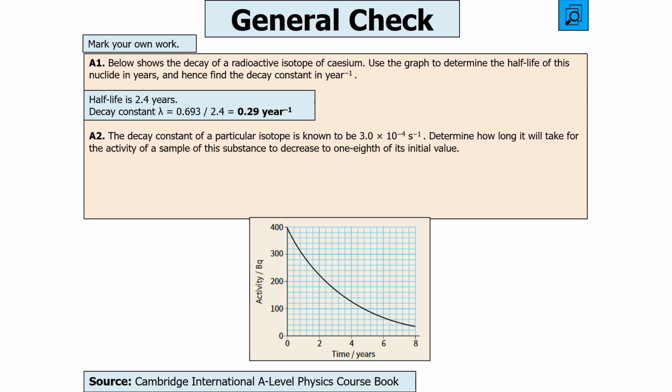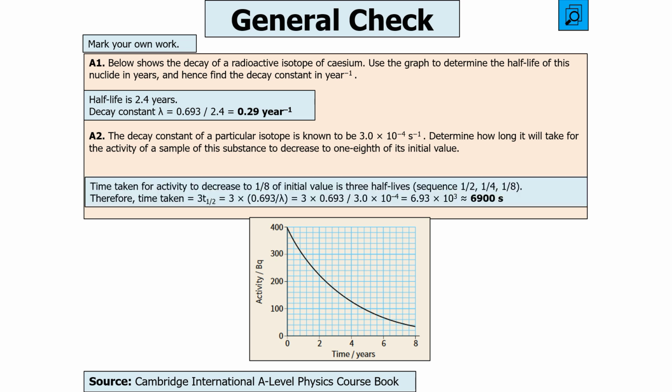Now you can see here how long it would take to go to 1/8 of its value. So 1/8 of its value is 3 half-lives, because 1 half-life to a half, second half-life to a quarter, third half-life to an eighth. So that's a very important idea. So therefore, what is 3 half-lives? Well, it's 3 times the half-life, which we can say to be 2.4 years. So we can work it all through. So it's 6.9 times 10 to the 3 seconds.